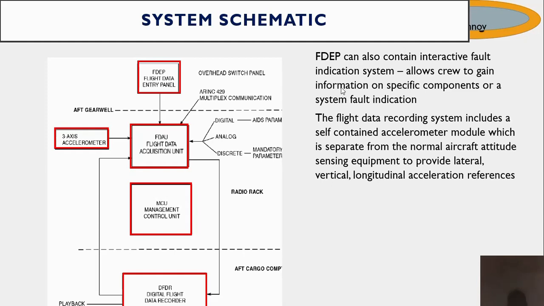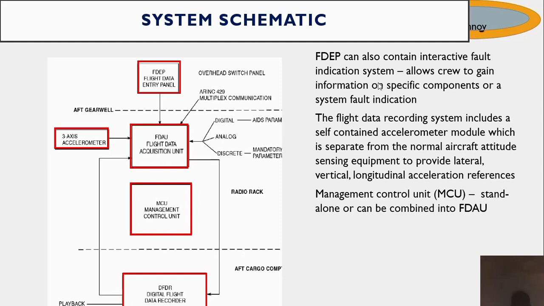The flight data recording system includes a self-contained accelerometer, which is separate from the normal aircraft attitude sensing equipment to provide lateral, vertical, longitudinal acceleration references. So it is independent of the aircraft accelerometer, which detects movement in 3 axes.